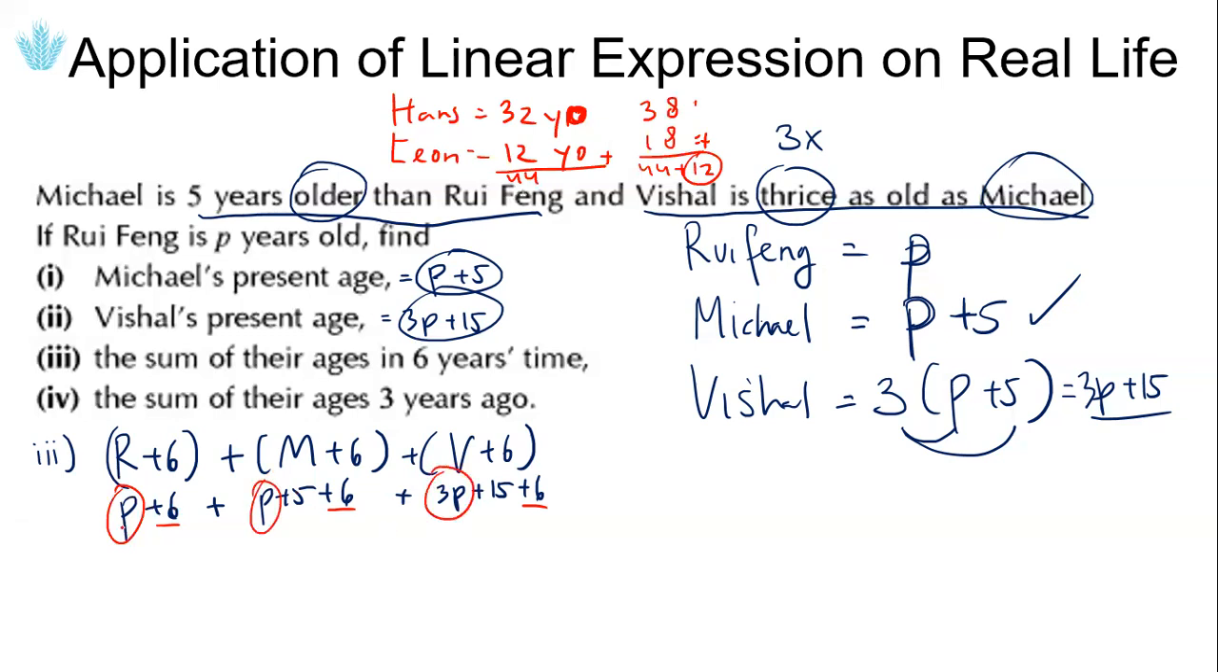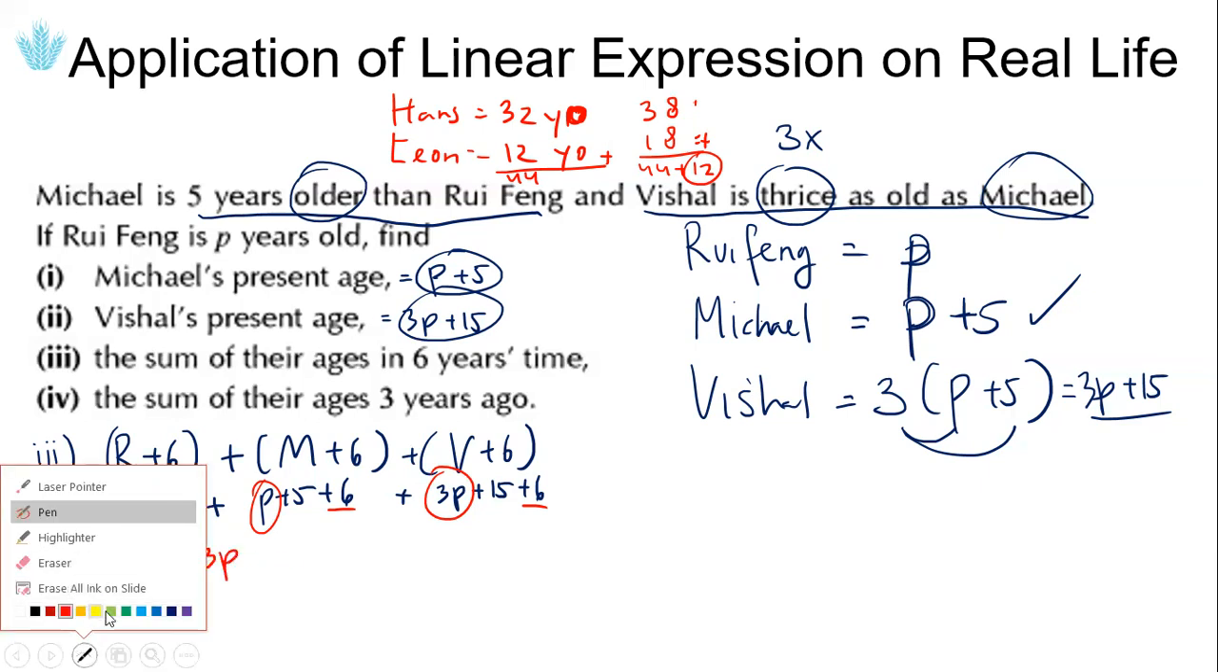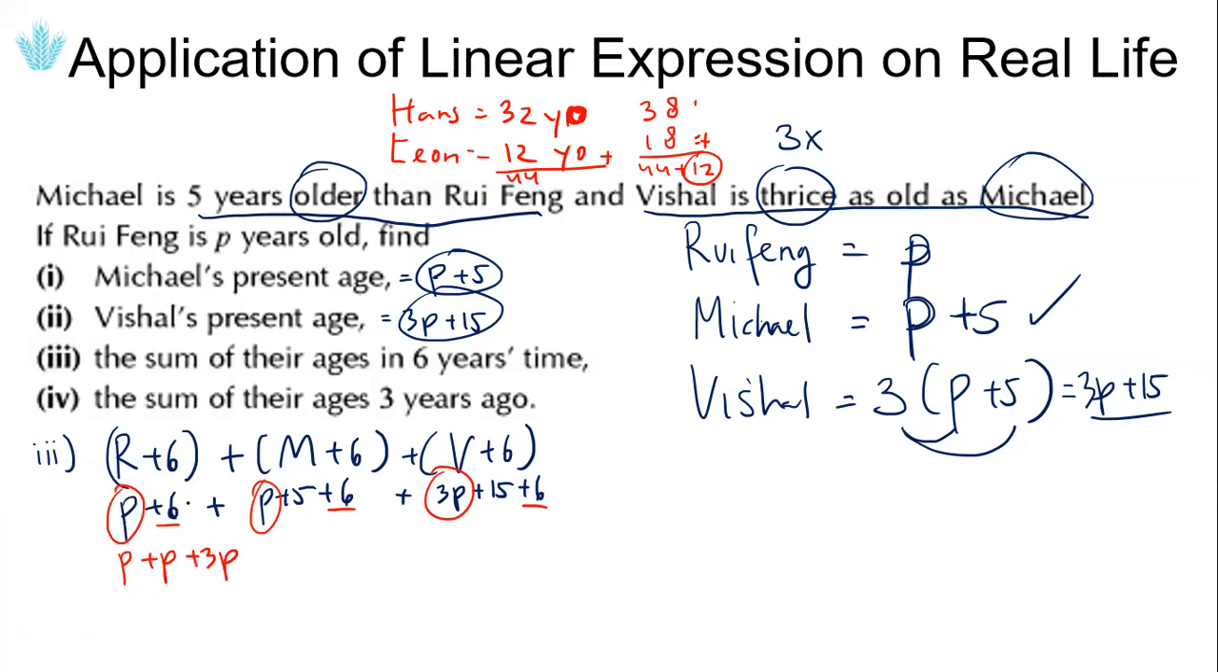Okay, easy. P plus 3P. 1P plus 1P is 2P. 2P plus 3P is 5P. Or let's combine first: collect on the left side, collecting the like terms, and then 6 plus 6 plus 5 plus 6 again plus 15 plus 6 again. Okay, slowly. So 5P, right? Plus 6 plus 5 is 11. 11 plus 6 is 17. 17 plus 15 is 32. 32 plus 6 is 38. That's the answer.